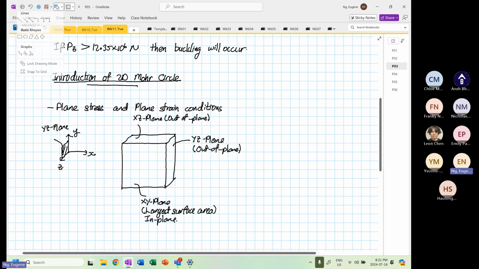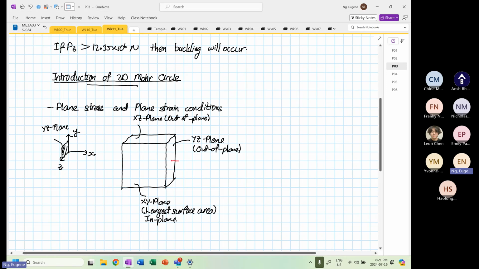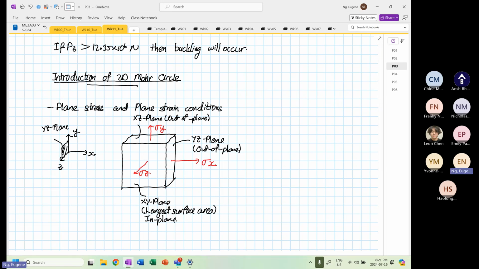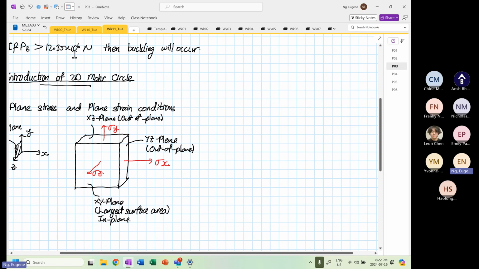And on each plane, we have normal stresses acting. So this is going in the X direction. This is our stress X. This is going parallel to the Y direction, normal stress Y. And this is our normal stress Z. Okay. So now you know what normal stress looks like, and you also know what is in plane and what is out of plane.